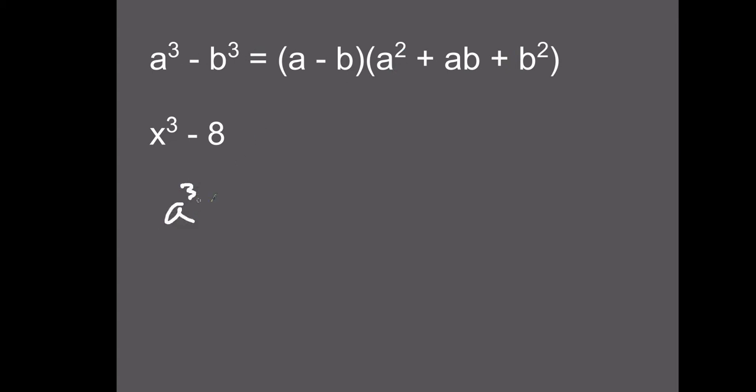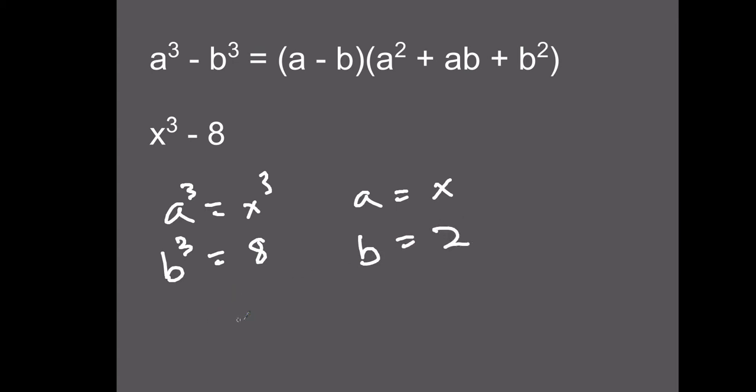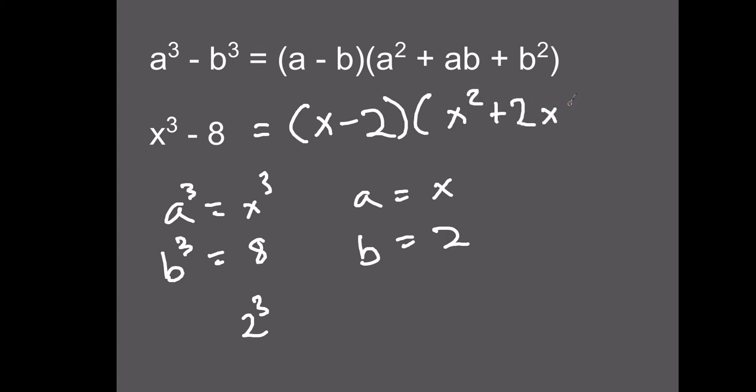where a cubed is equal to x cubed and b cubed is equal to 8. So that means a is equal to x and b is equal to 2, because 8 is the same thing as 2 cubed. So now that we know that a is equal to x and b is equal to 2, we can plug it into this formula, and it's equal to a minus b times a squared plus ab plus b squared.